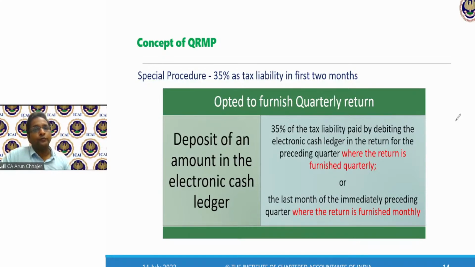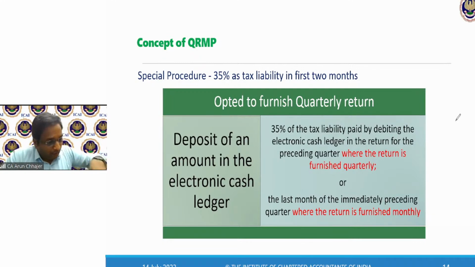My question to all of you: April to June, I was not under QRMP, I am under monthly. So the amount which you have deposited in the June month 3B, would that represent only 1 month or the entire quarter? Rajiv, 35% in M1, 35% in M2, and balance when you file the GSTR 1 and 3B, you have to pay actual. The answer is only 1 month because you are talking about monthly GSTR 3B.